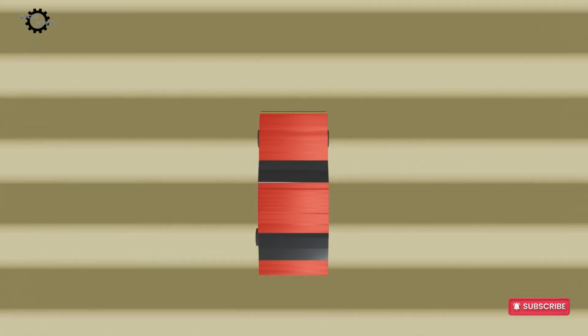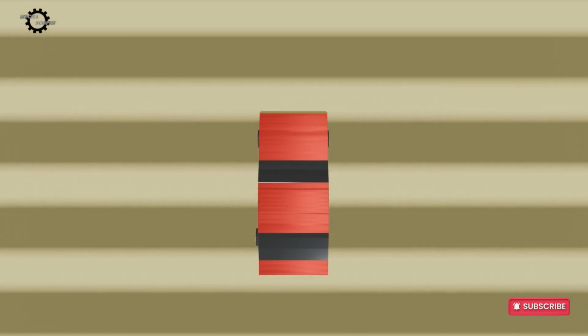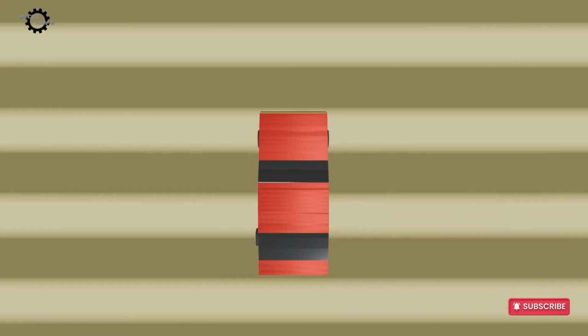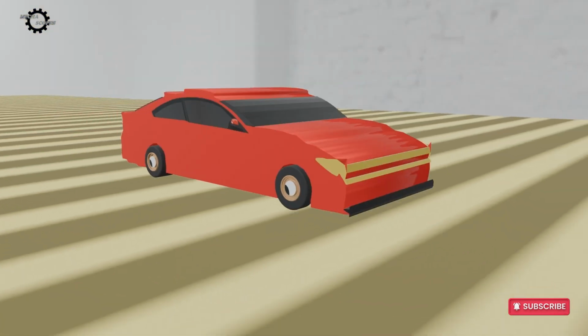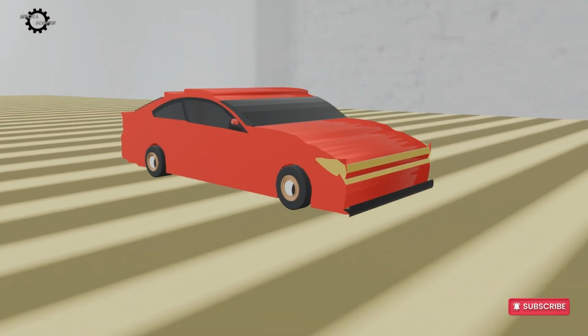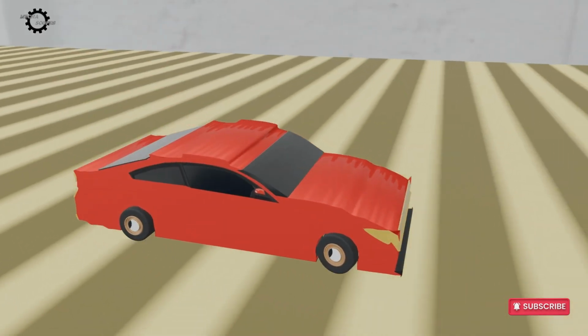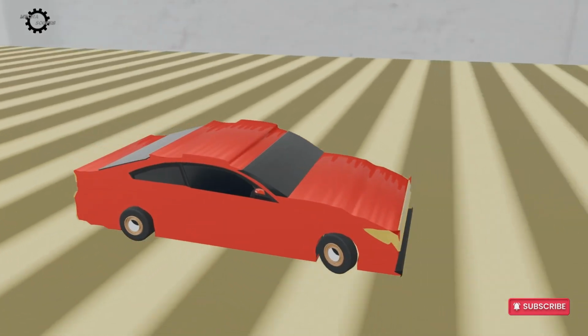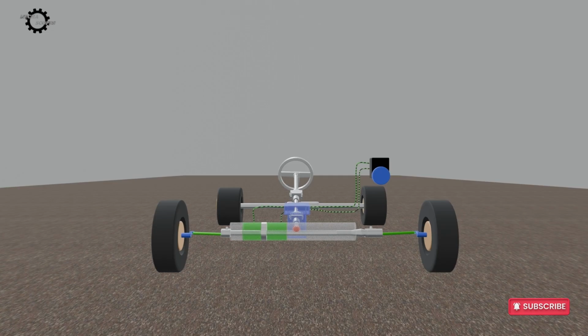Without assistance, steering a vehicle would require significant effort, especially at low speeds. Modern vehicles use power steering systems. There are two common types, but I'm only going to explain one, which is the hydraulic power steering. The system consists of a hydraulic pump, a rotary control valve, hydraulic fluid, and a piston integrated into the steering rack.